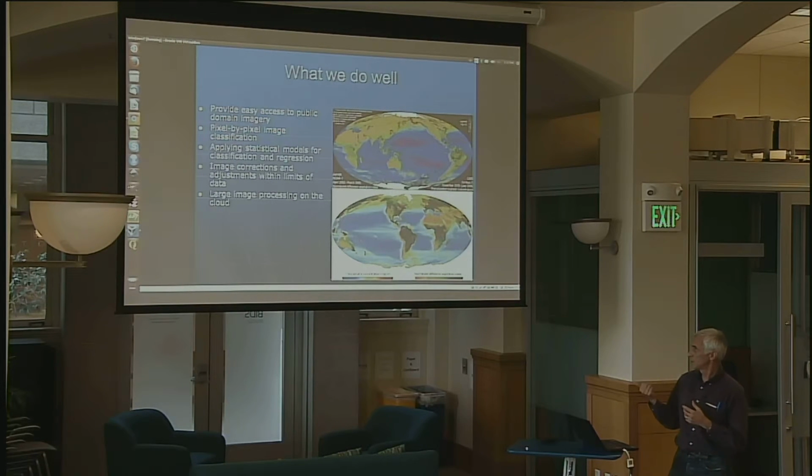I think we do large image processing on the cloud. I say we do it well. I think there's still a lot of room for improvement, but there are some resources available to us that pretty much give us access to the entire Landsat archive, or the entire satellite archive that goes back to, I think, 1972. So it's just kind of neat that we have that capability. Although as far as the processing algorithms and how to deal with those massive amounts of data, there's still a lot of work that needs to be done.